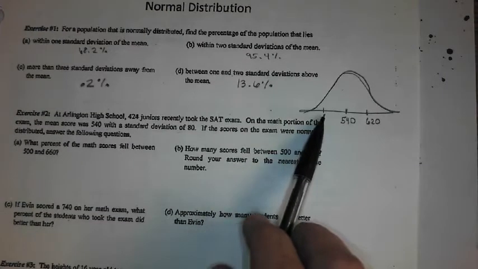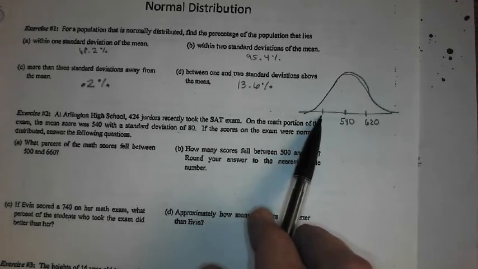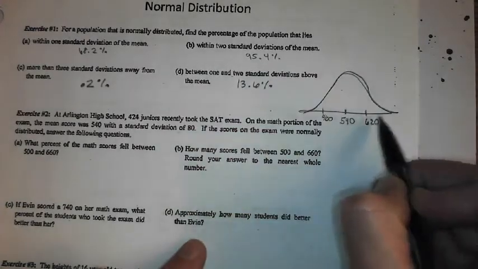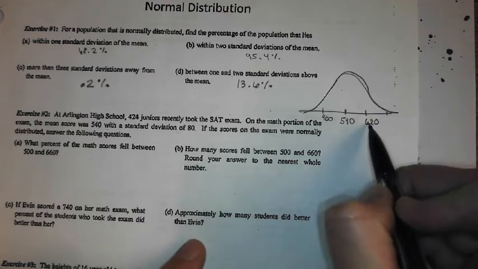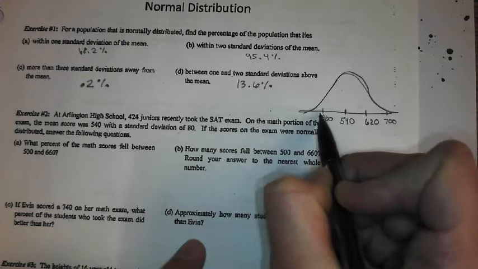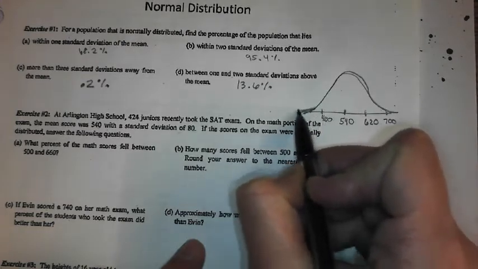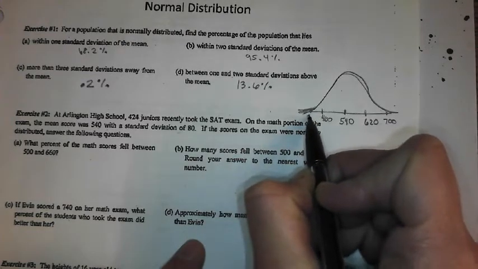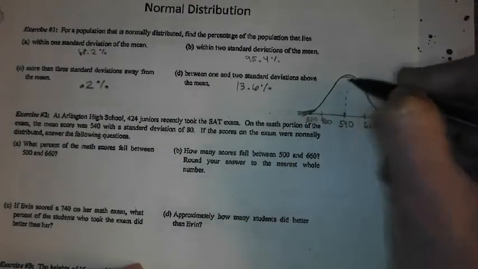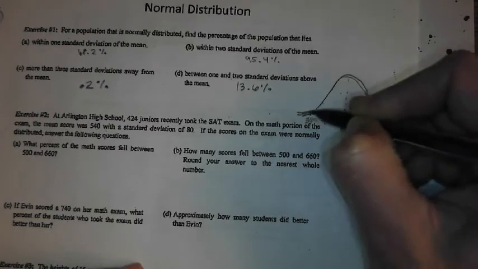Connor, what would go here? One standard deviation below. 460, very good. And let's just take it a second standard deviation above, so 620 plus 80 more would put you at 700, and 460 minus 80 more would put you at 380. Okay? There's one standard deviation, too. Now let's take a look at the questions.